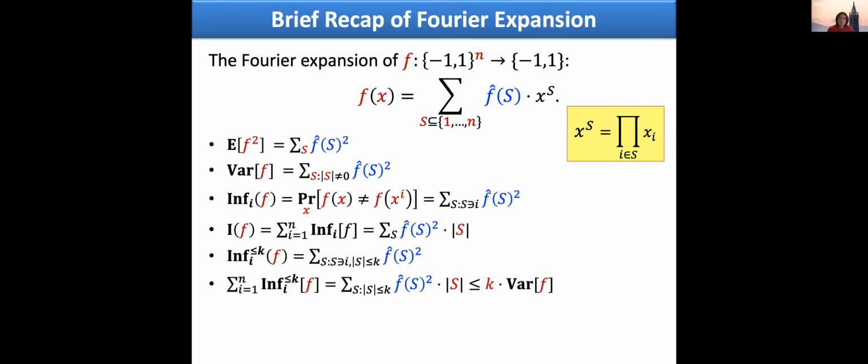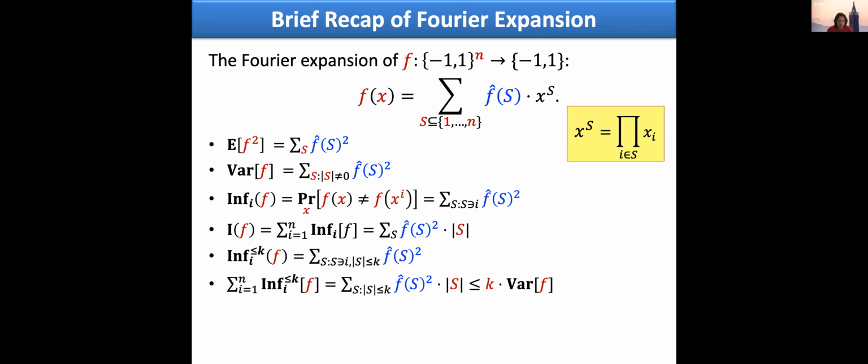And it turns out it has a very nice Fourier representation. It's simply the sum of the squares of the Fourier coefficients containing i. This means that the total influence, I of f, which is just the sum over the individual influences, also has a nice Fourier representation, which is the sum of all the Fourier coefficients squared, scaled by the size of the set S.